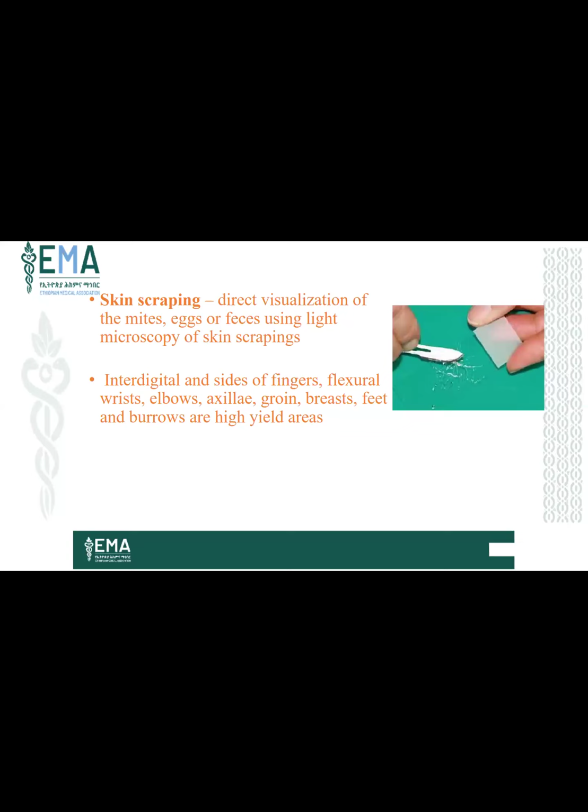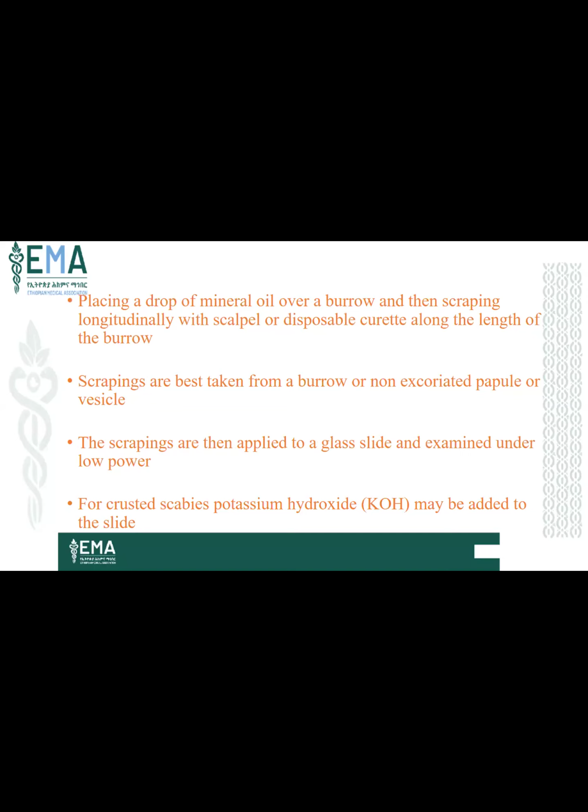So on microscopy, we can do the scabies preparation by taking a skin scraping. This skin scraping helps in direct visualization of the mite and its product under the microscope. And there are some high yield areas for this skin scraping or scabies preparation. Commonly, that's the web space of the fingers, and the flexural wrist, elbow, and axilla are usually high yield areas. These scrapings are better taken from non-excoriated papules and burrows.